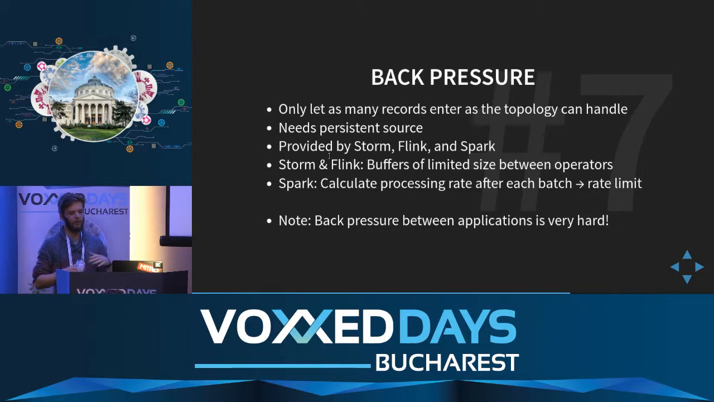And in Spark, it's a little bit more difficult because you don't have records one at a time. You have these batches, and what Spark does is calculate how many records it processed in the last batch, how long it took, and then estimate how many records it can read. This is an important thing. You have to configure this, but it's usually done out of the box. What you might also take into consideration is back pressure between systems, but this is very hard. I'm not going to cover it here, but maybe you want back pressure for your whole processing pipeline or infrastructure.